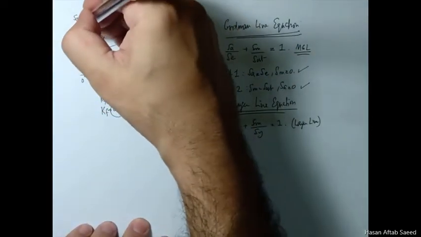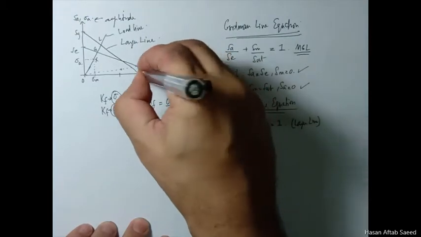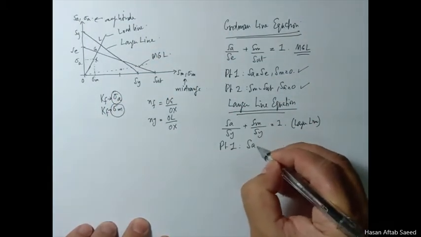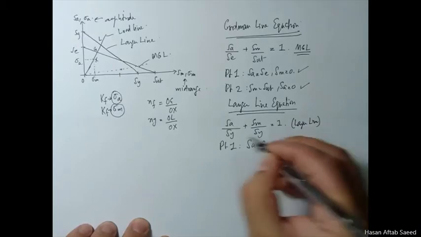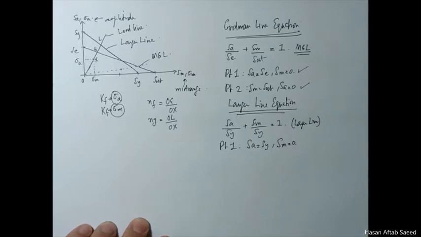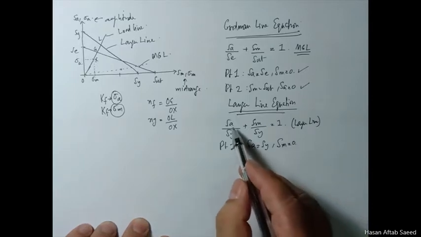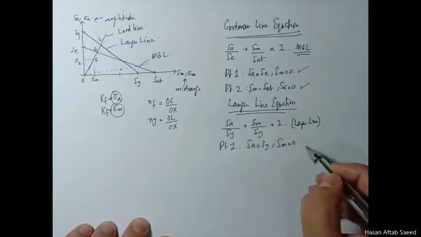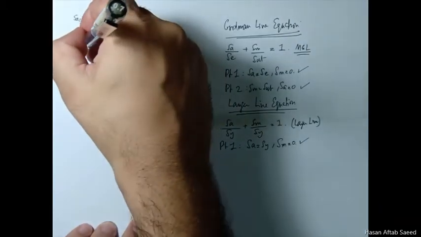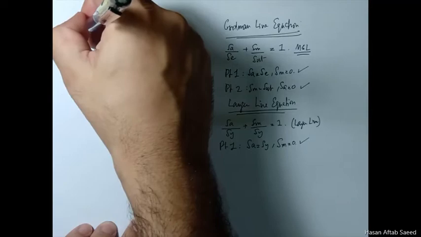Again, for this we have point 1 and now we have point 2. At point 1, SA is equal to SY, and on this axis obviously SM is equal to 0. You put these values in, this becomes 1 plus 0 is equal to 1. So this equation satisfies this point.